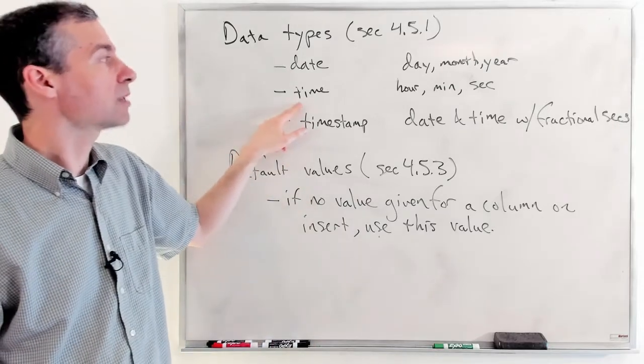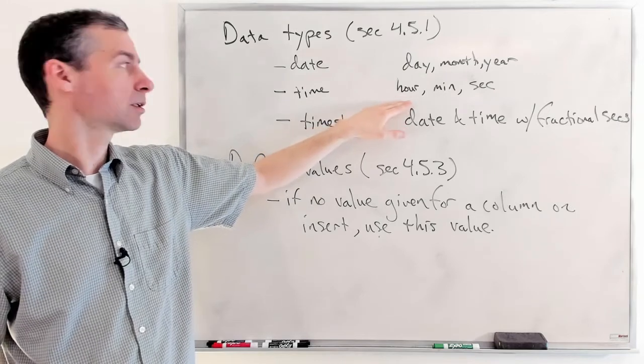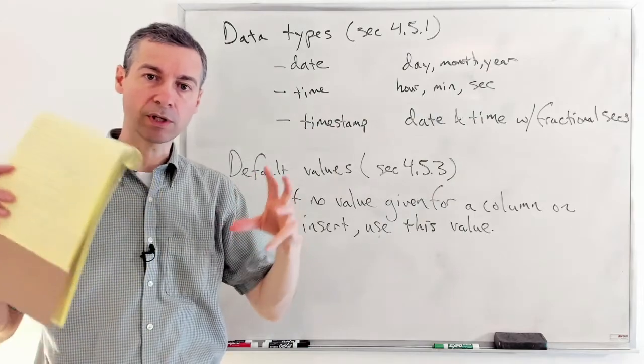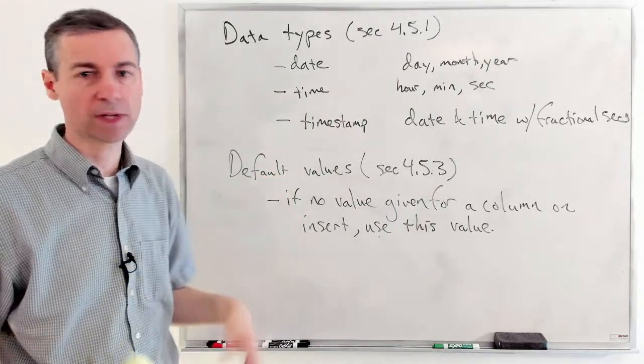Likewise, you can have a time type. This allows you to have a 24-hour clock and record hours, minutes, and seconds. These have to be whole seconds. So you can't have half a second.